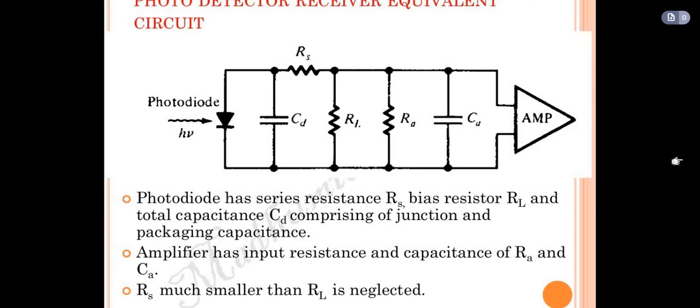So we have covered the things we are going to see in this photodetector receiver equivalent circuit. How do we get that equivalent circuit? Basically, here we are using RC components. One is a resistor, another is a capacitor. We are using series as well as parallel.